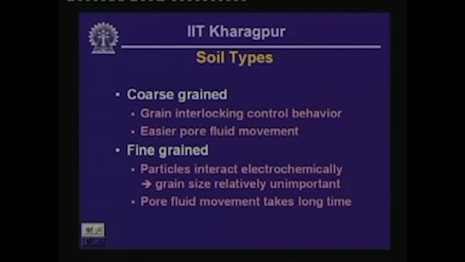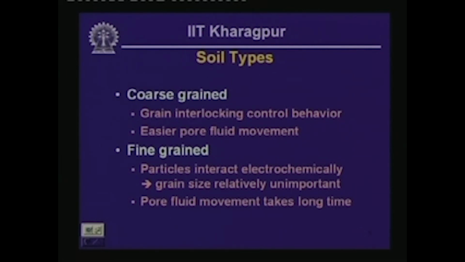So, there are 2 basic soil types then. One is coarse grained soil. Here the main aspect that controls the soil behavior is grain interlocking, and because the grain size is relatively coarse, the dimension of the intergranular void space is also going to be relatively larger. As a result, pore fluid movement through this void space is going to be relatively easier.